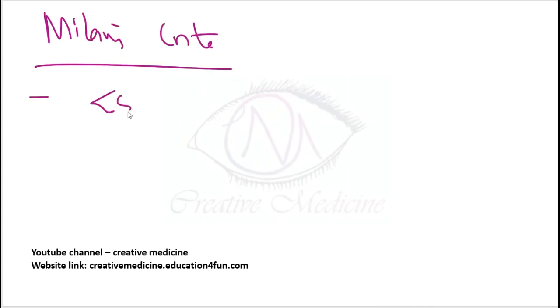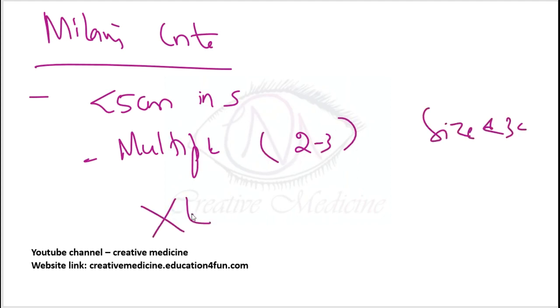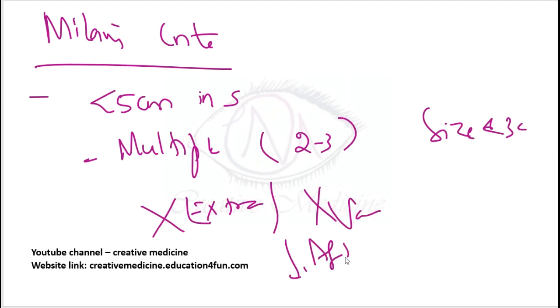Okay, next we have Milan criteria. What do you see in Milan criteria for liver transplantation? Here the tumor size is less than 5 centimeters. There can be multiple tumors, around 2 to 3 in number, each of size less than 3 centimeters. And there is no extrahepatic spread or vascular spread in the patients. After liver transplantation, the 5-year survival rate will be around 70% in patients meeting Milan criteria. So, single tumor less than 5 centimeters, or multiple tumors of number 2 to 3 and size less than 3 centimeters, and no extrahepatic or vascular spread.